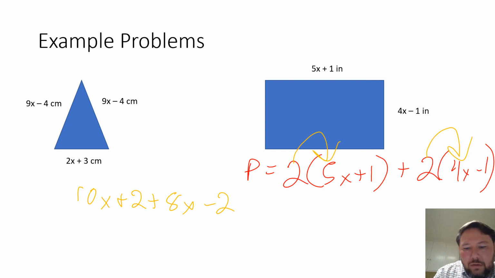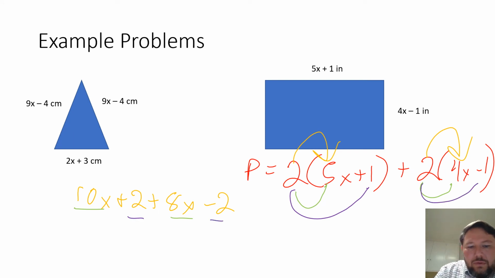Again, different color again. 2 times 5x is 10x. 2 times 4x is 8x. So those are those. 2 times 1 is 2. 2 times negative 1 is negative 2. Now we can do some basic addition. Look for like terms, right? We're still seeing about merging all of our like terms together.